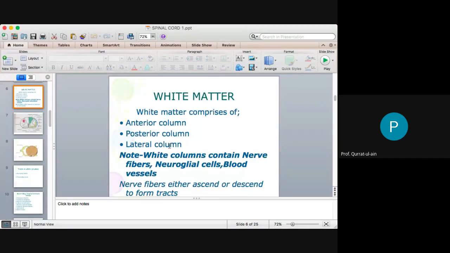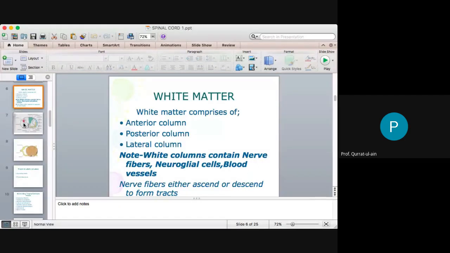So I have now told you that there are different columns in the white matter: anterior column, posterior column, lateral column, and you are generally asked, write the tracks which are present in the anterior column, write the tracks which are present in the posterior column, like this. And the white matter mainly consists of nerve fibers, as you know, and in addition to this, there are neuroglial cells, which are the supporting cells, right? And of course, there are blood vessels present in between.